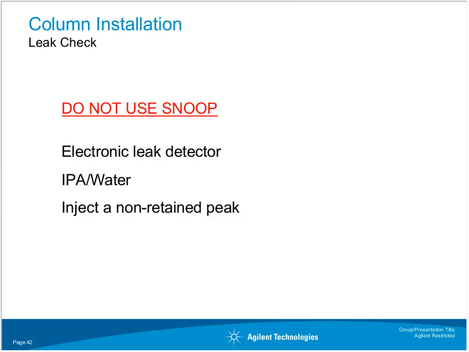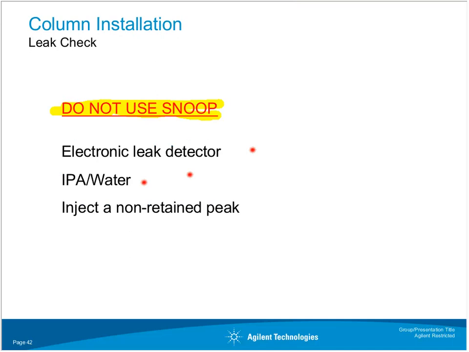To do a leak check on that, I highlight this, do not use Snoop. Snoop is a soap solution. If you get soap into your column, it's really hard to get soap out of your column. Those components in there are not that volatile. Depending on your type of column, it could be a really big problem. Instead, use an electronic leak detector.